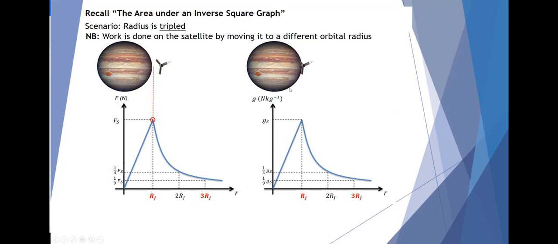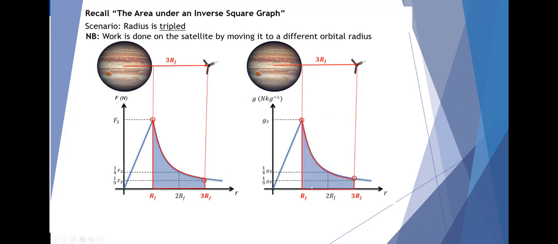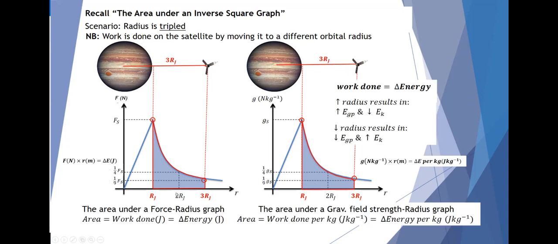Let's have a look now at tripling. Exactly the same thing. As we triple our radius, we get a larger area, greater change in energy. As we triple our radius, the gravitational field strength also gives us the same area underneath. Again, this first graph provides us with the work done or the change in energy. This second graph provides us with the work done or the change in energy per kilogram of the satellite.